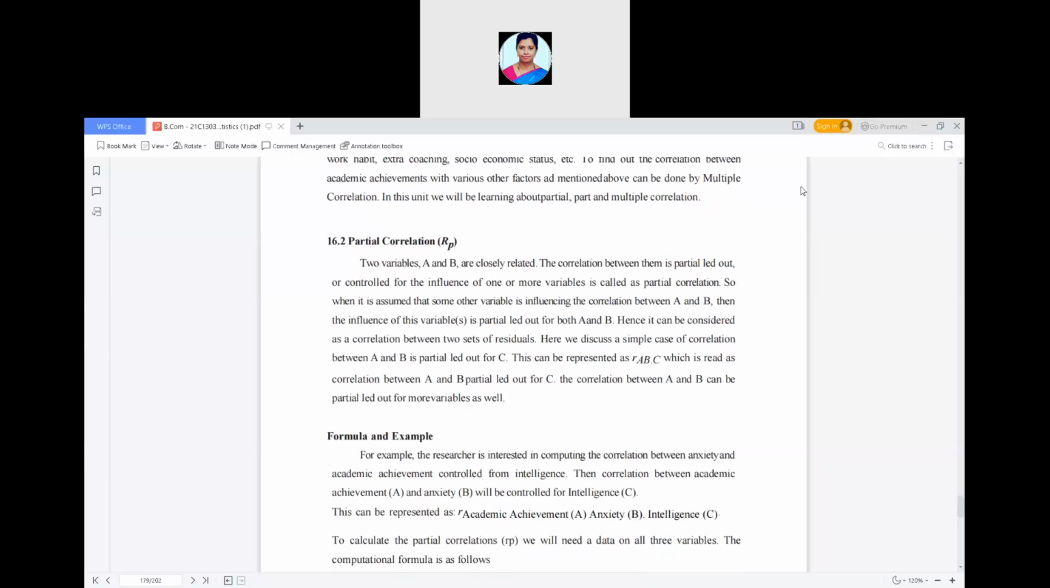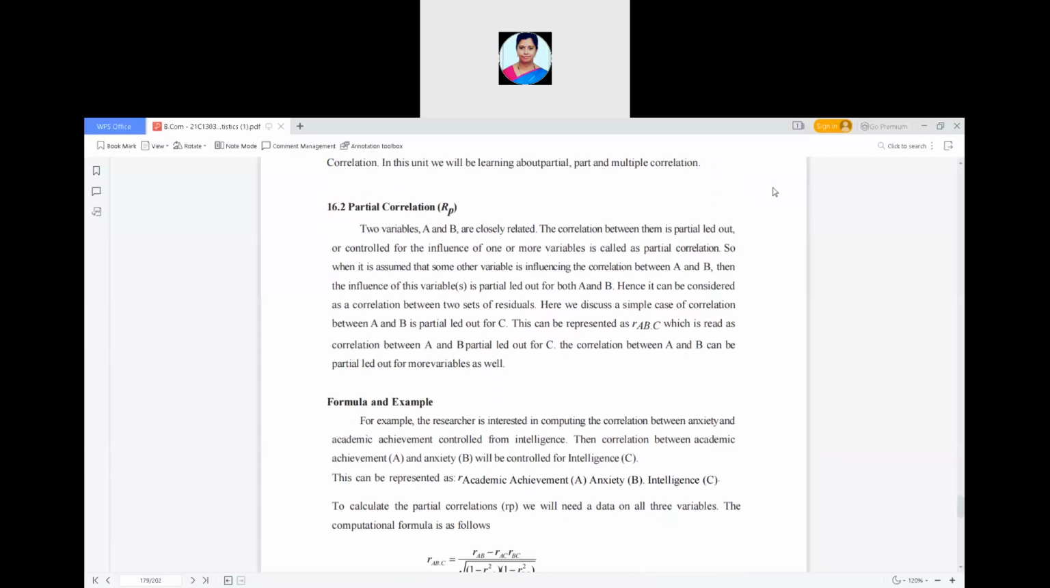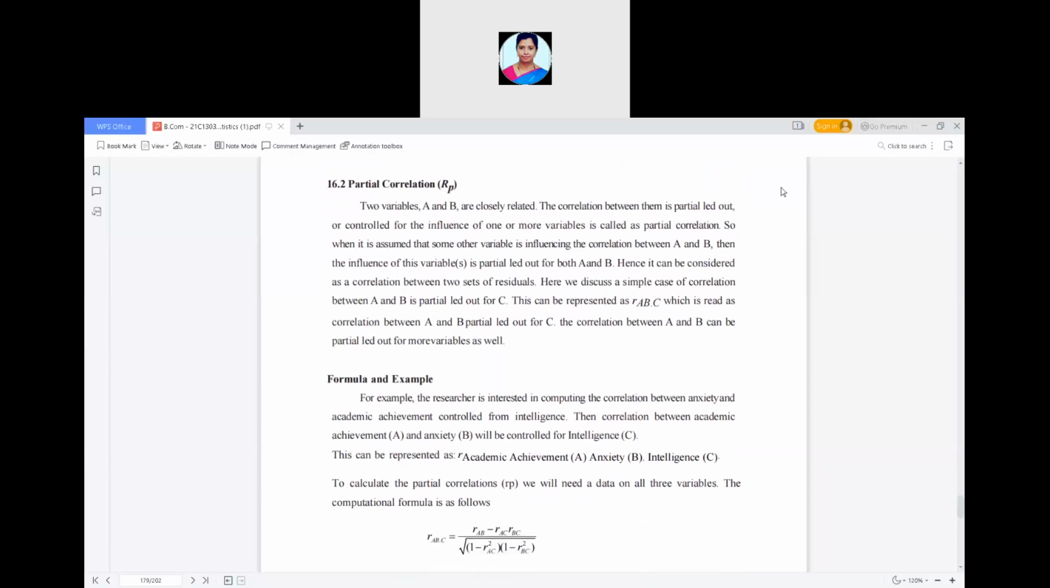So, for example, let us see an example of partial correlation. For example, the researcher is interested in computing the correlation between anxiety and academic achievement, controlled for intelligence.